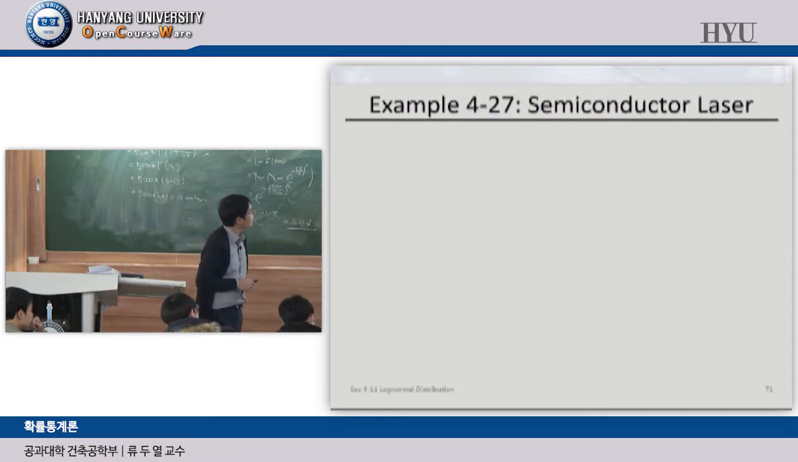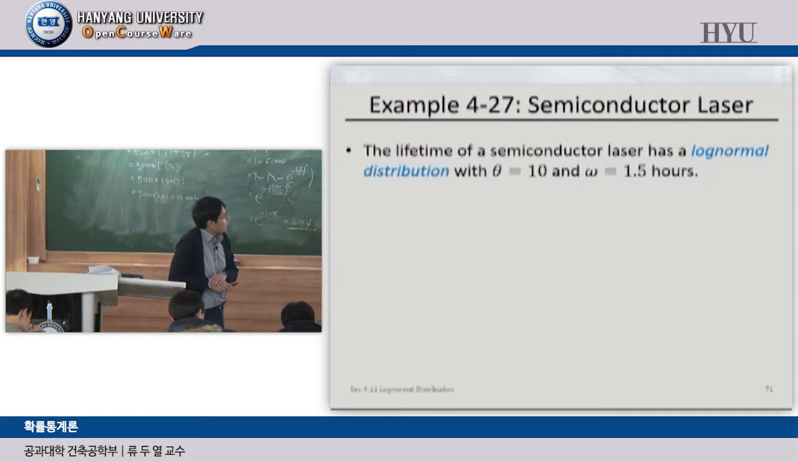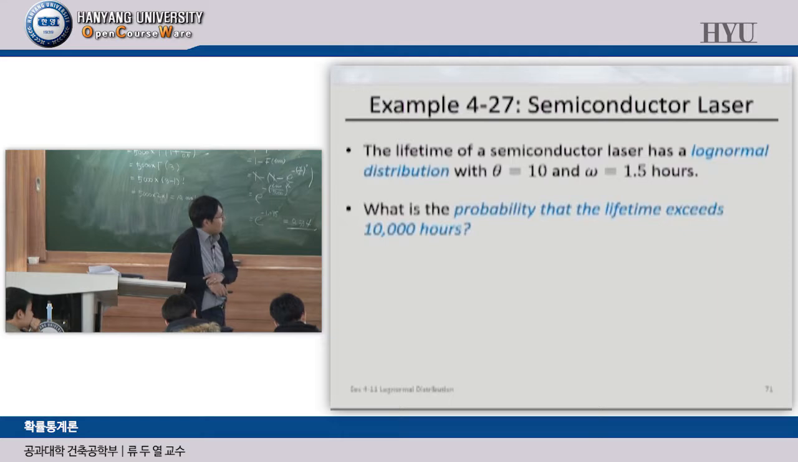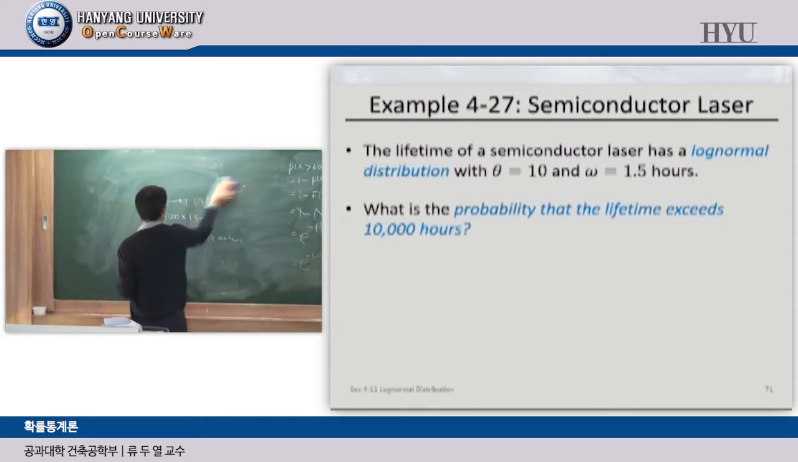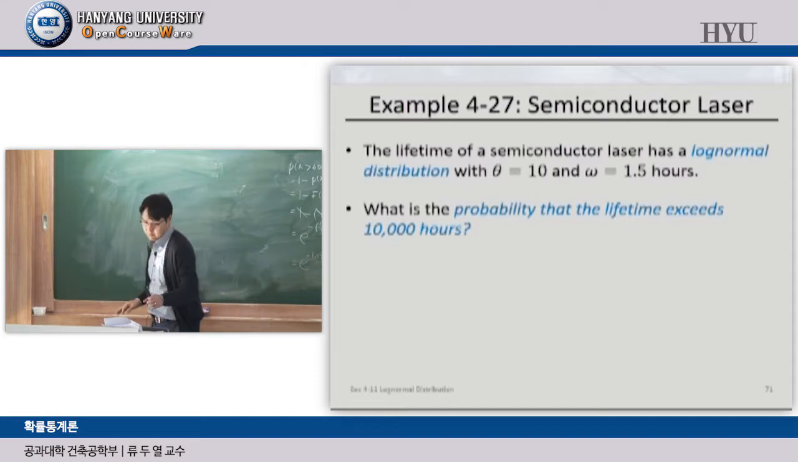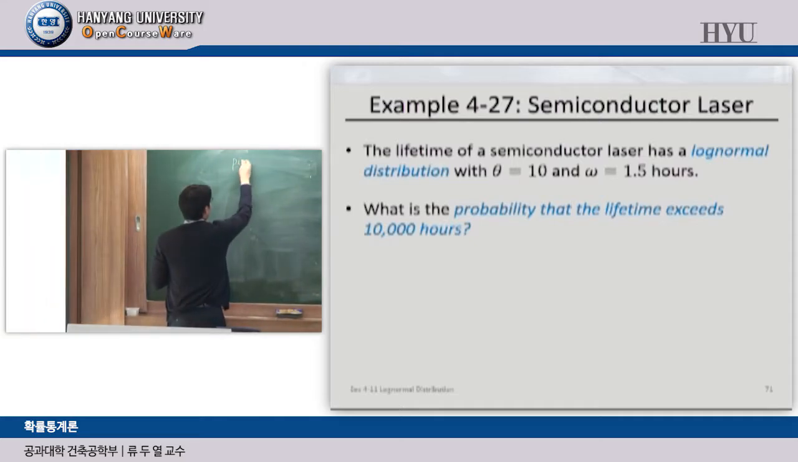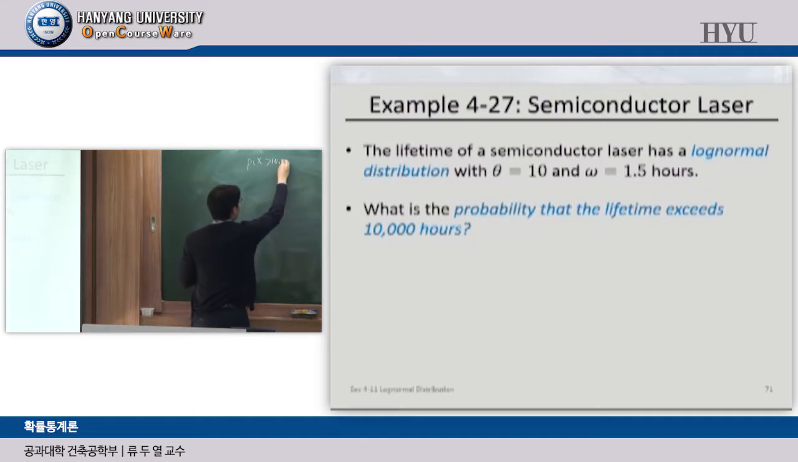and this is an example. The lifetime of a semiconductor laser has a log normal distribution with theta equal to 10 and w equal to 1.5 hours. And what is the probability that the lifetime exceeds 10,000? And we have to calculate the probability of x when x is larger than 10,000, right?